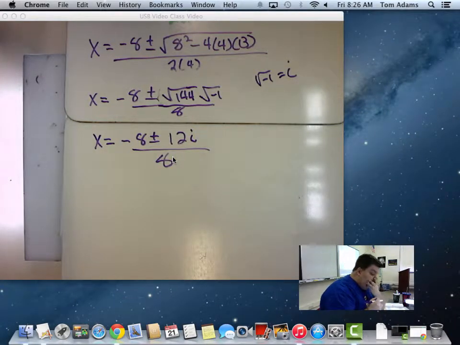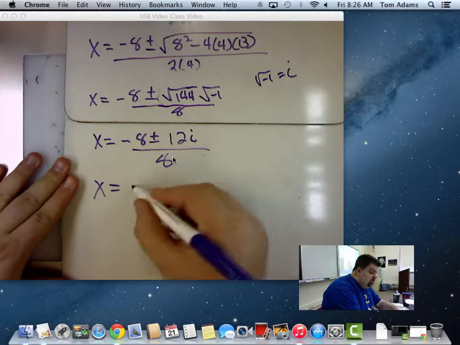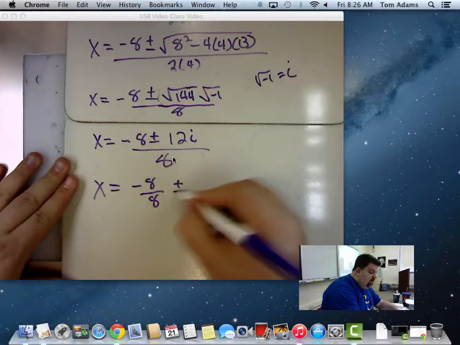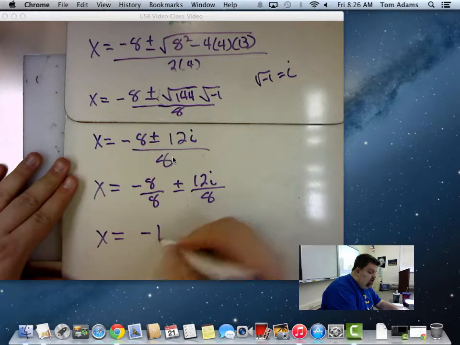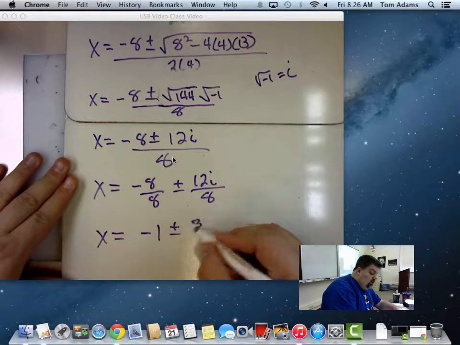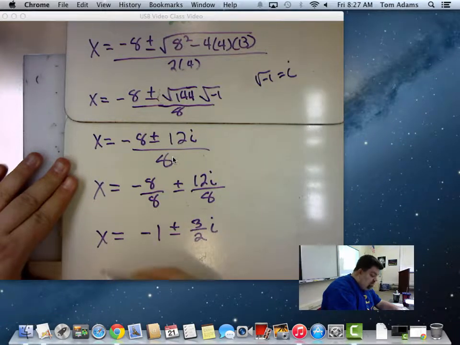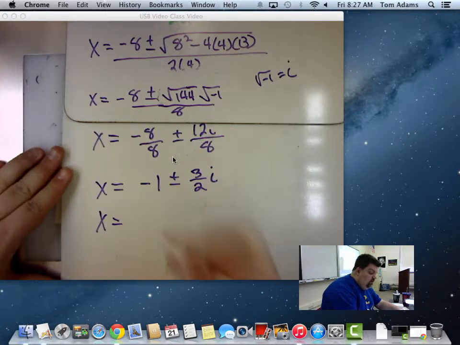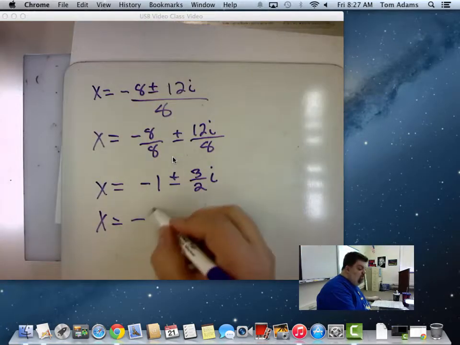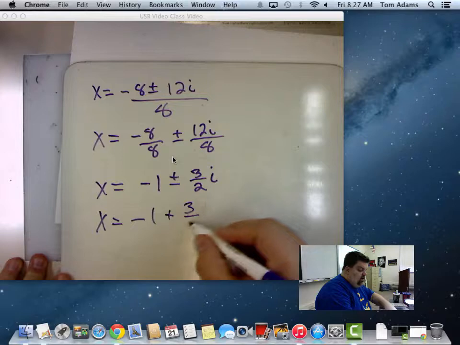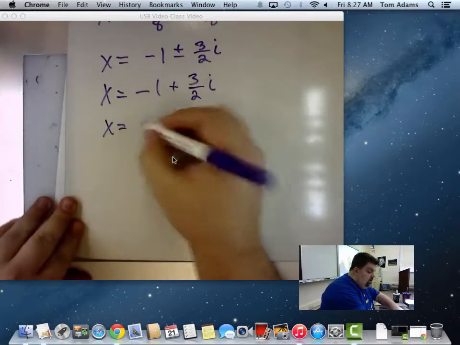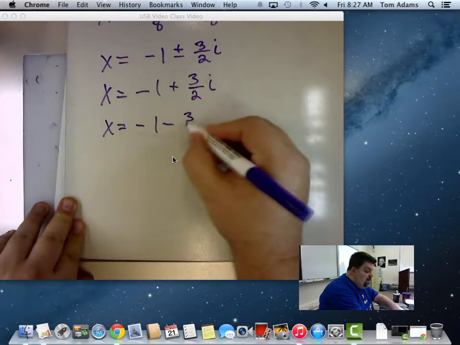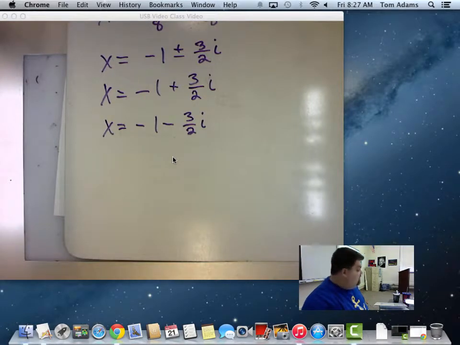Now, you could reduce that. I could say that this is equal to negative 8 over 8 plus or minus 12i over 8, which reduces down to negative 1 plus or minus 3 over 2 i, which means x is equal to -1 plus 3/2 i, and x is equal to -1 minus 3/2 i. Remember Mr. Adams said the complex numbers always travel in conjugates?